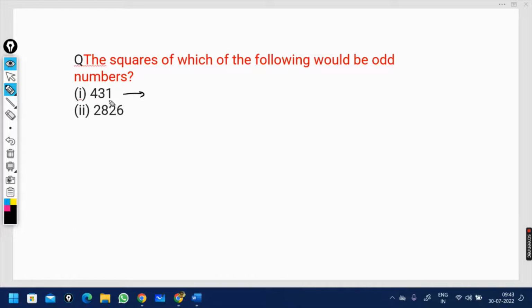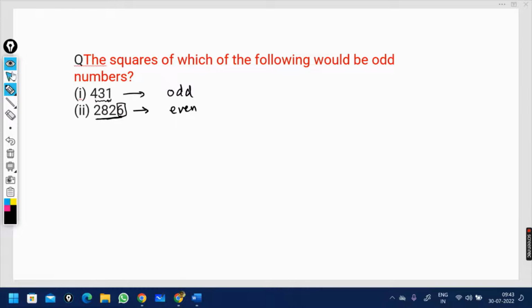So I can definitely write, looking at it, since 431 is an odd number. Can you see it is ending with 1? So that means its square will also be an odd number. Okay, and I look at the second number, it is 2826. Is this an odd number or an even number? This is an even number because it is ending with 6. So the square of an even number is always even.